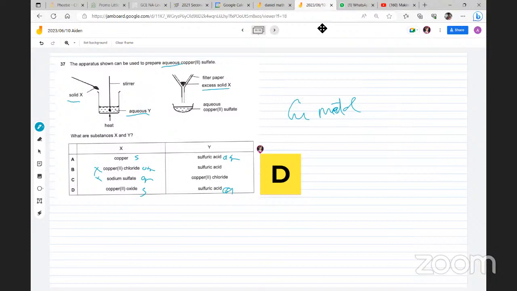There is an advantage here because copper oxide is not like metal. Copper oxide is brittle. How do I know? All oxides are brittle. All oxides are brittle.